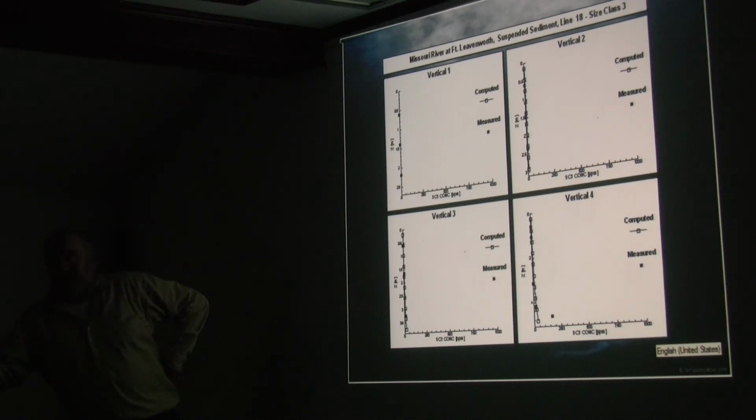With our data set, we won't see those coarser, because there were no coarser size classes in suspension. The flow was fairly low, so it was carrying only very fine sediment. So we will see only what we saw on the first slide of these sediment concentrations.